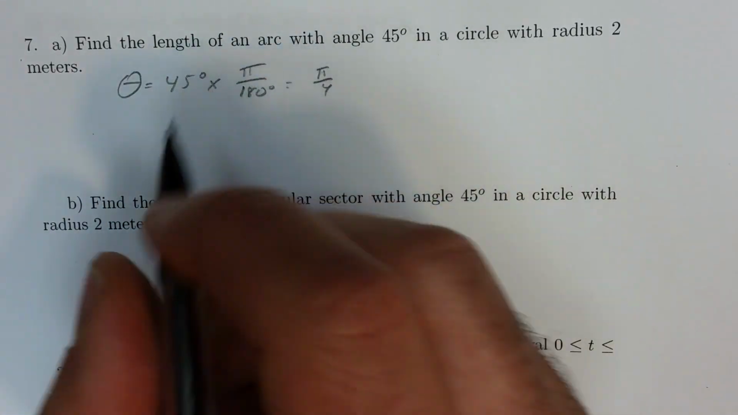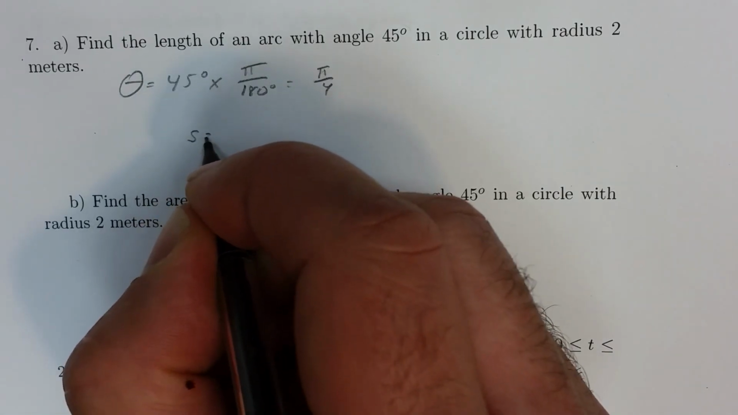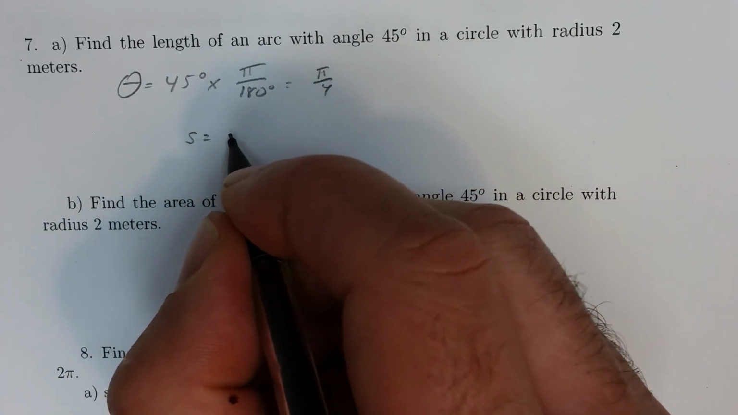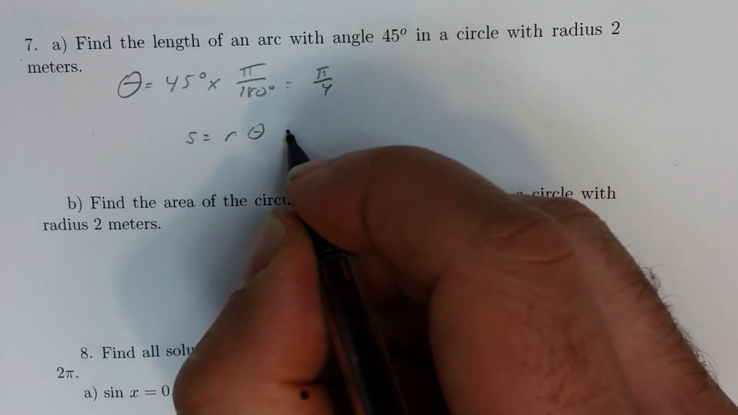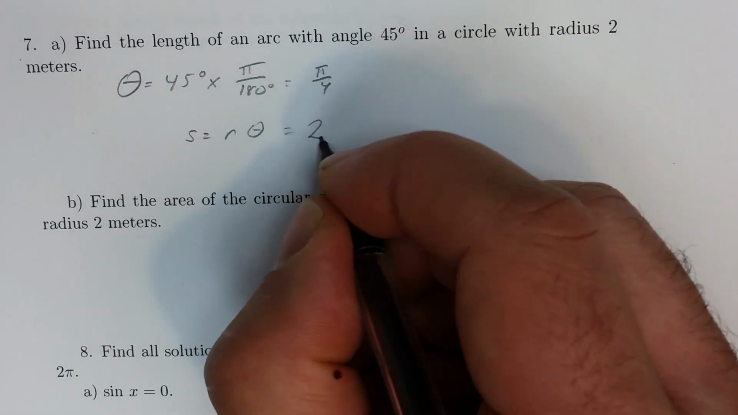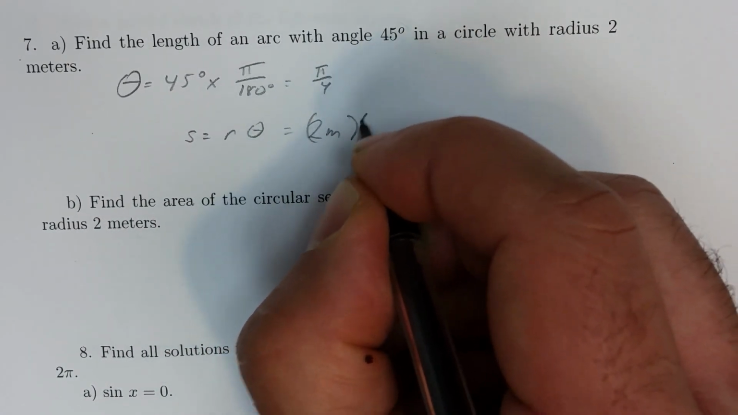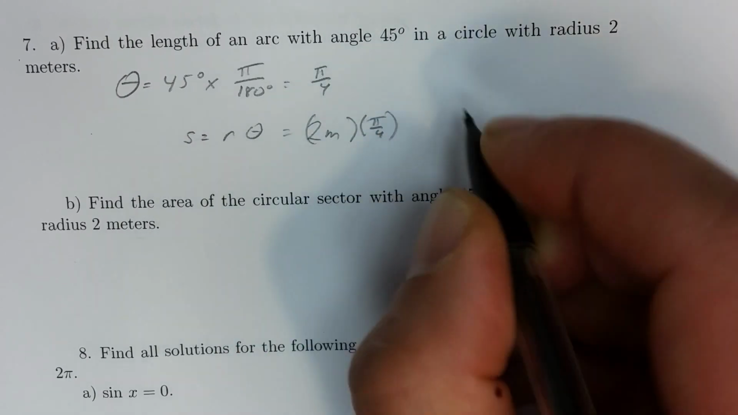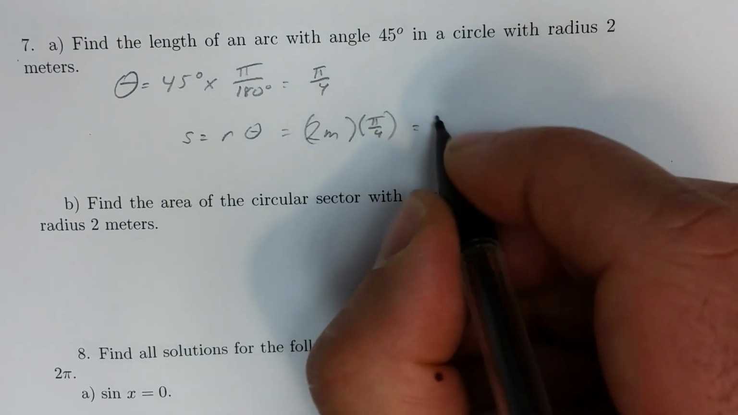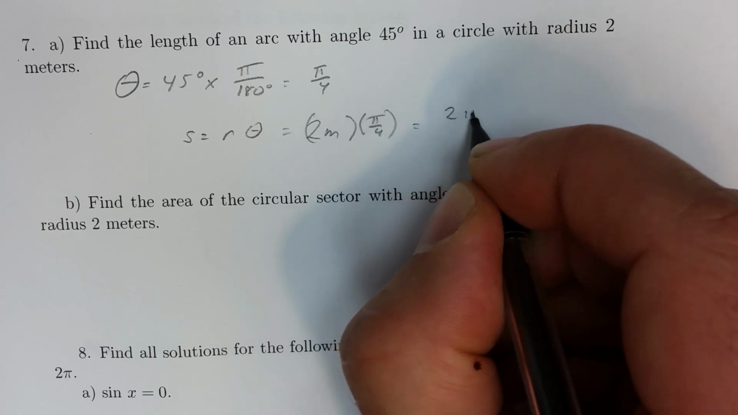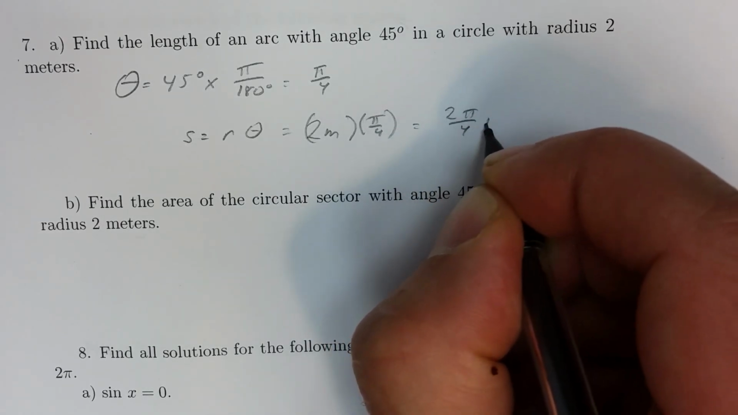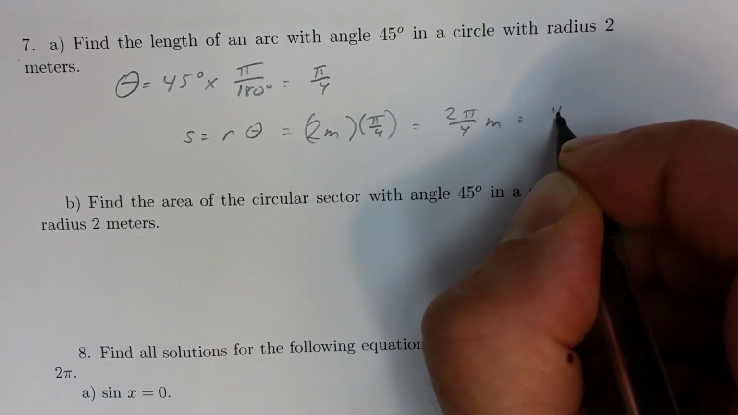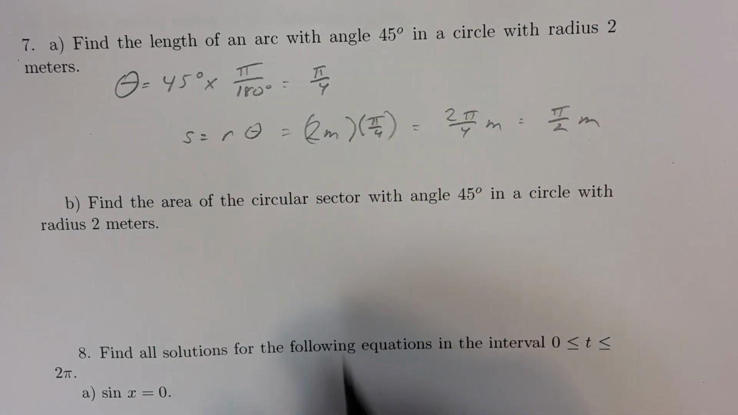And now we can find arc length S very easily. S equals r times theta. So in this case, 2 meters times pi over 4. And so we have 2 pi over 4 meters, or pi over 2 meters.